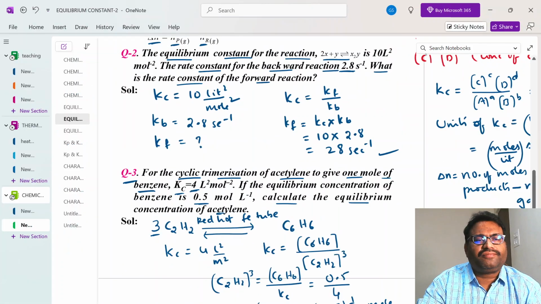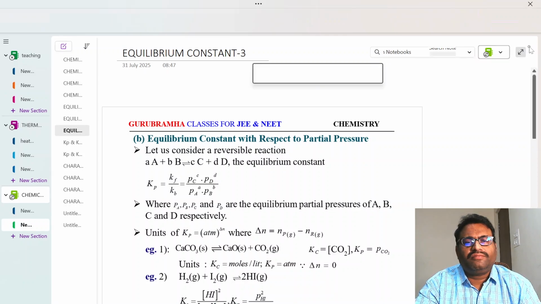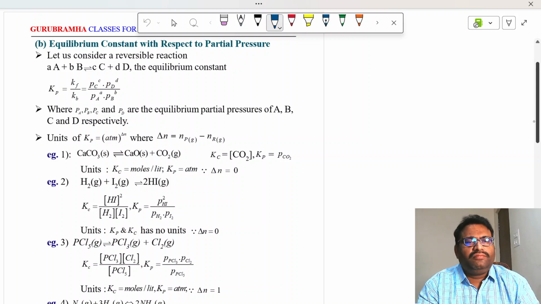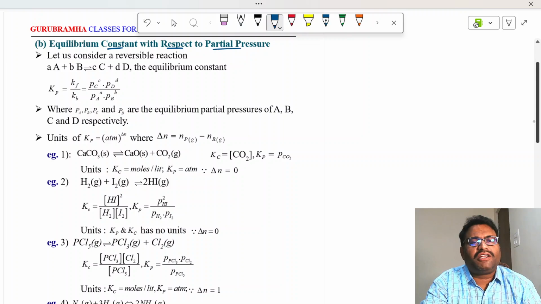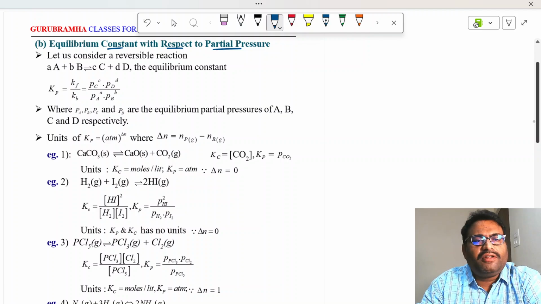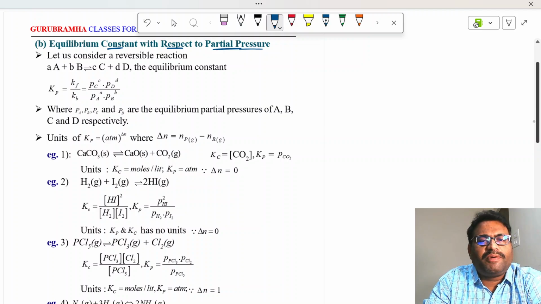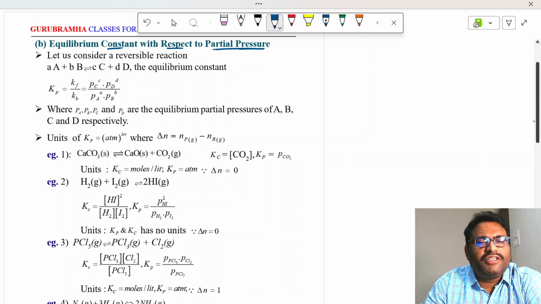Next, let us see the equilibrium constant with respect to partial pressure. Before, we have discussed that equilibrium constant Kc means the equilibrium constant with respect to concentrations, molar concentrations. But here we are speaking about the equilibrium constant with respect to partial pressures. Whenever we are using partial pressure, we have to remember that either reactant or product must be in their gaseous state. They must be present in gaseous state. Then only we can take those partial pressures into the context.